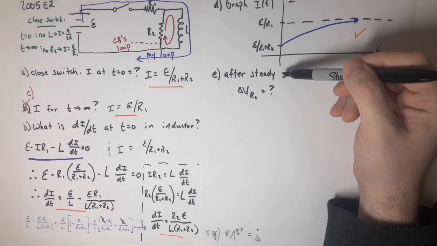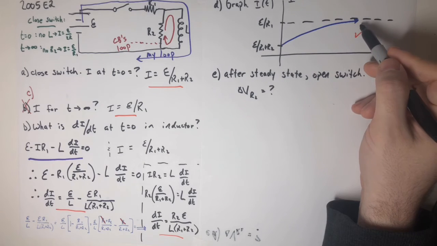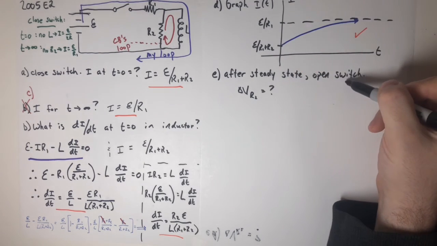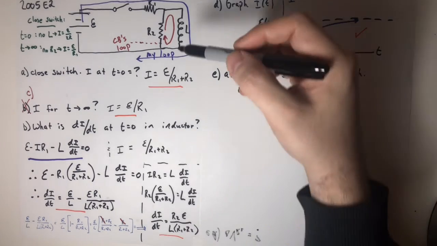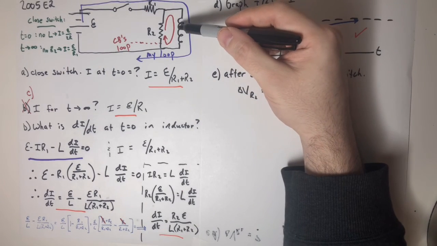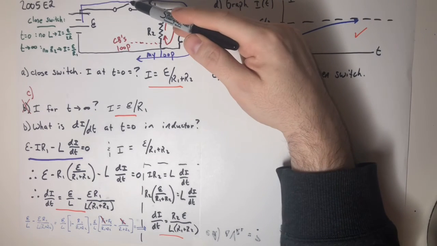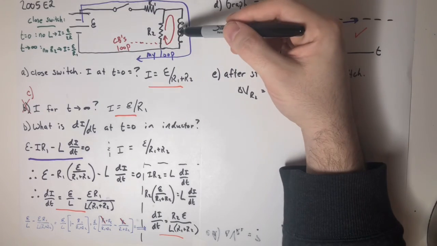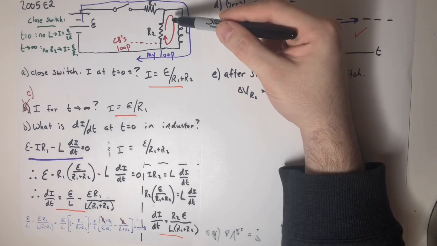Finally, the last question says that after the circuit has reached its steady state current value of EMF over R1, the switch is opened. Now, because this is an inductor, all does not go immediately to zero the way it would if this were purely a resistor circuit. Some things continue to happen even after the switch is opened, which is kind of interesting.